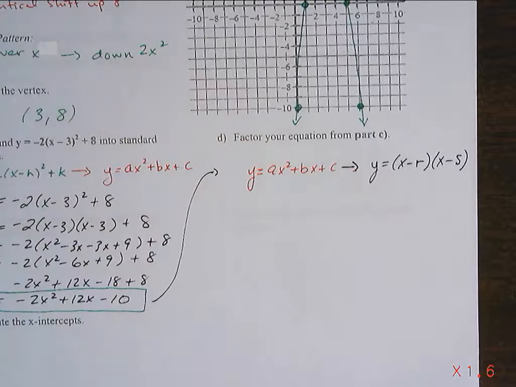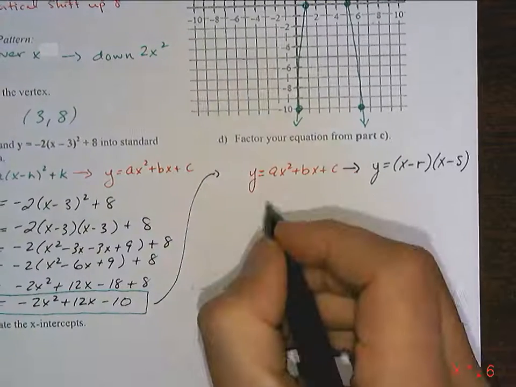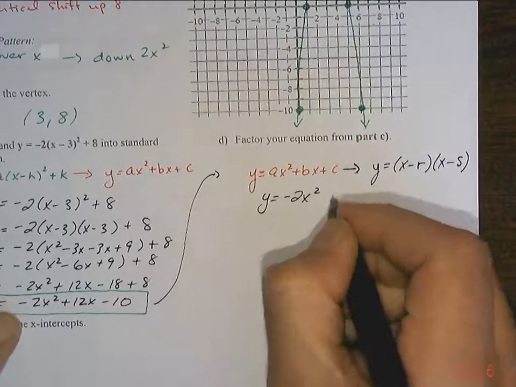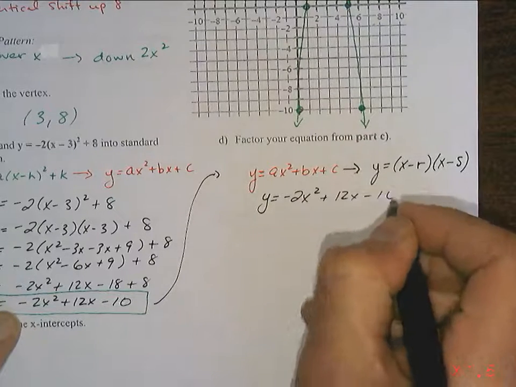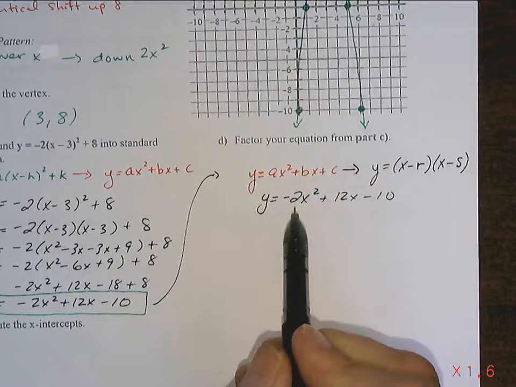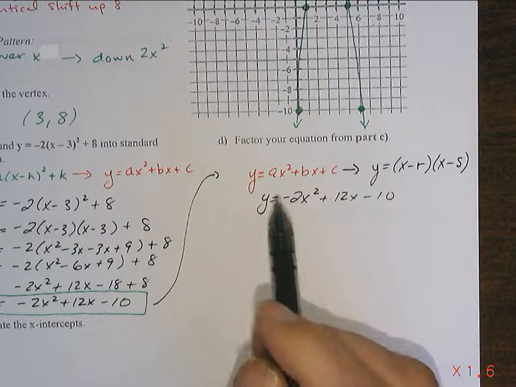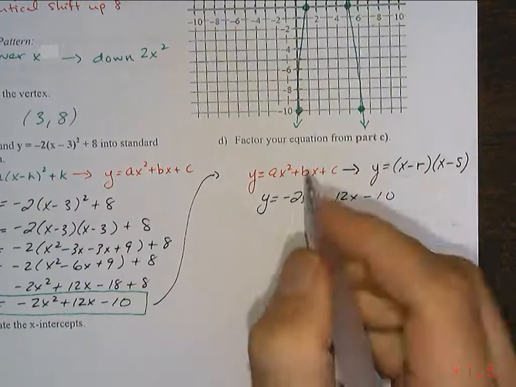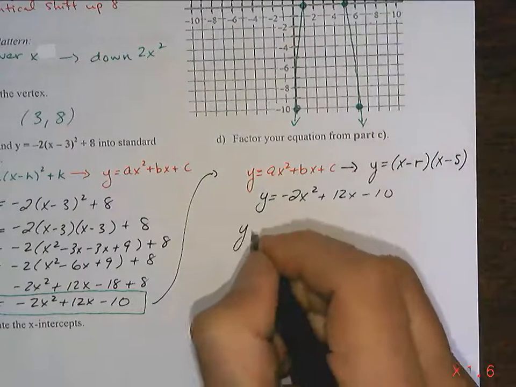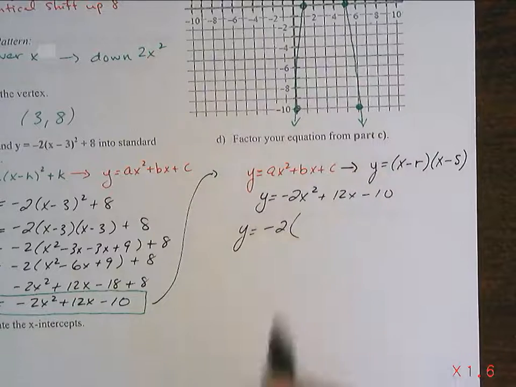Moving forward. So, the form that we have is y equals negative 2x squared plus 12x minus 10. Woohoo! We're now going to factor that. But it's got a 2 in front of it. Worse than that, it's got a negative 2 in front of it. We're going to common factor out that negative 2.